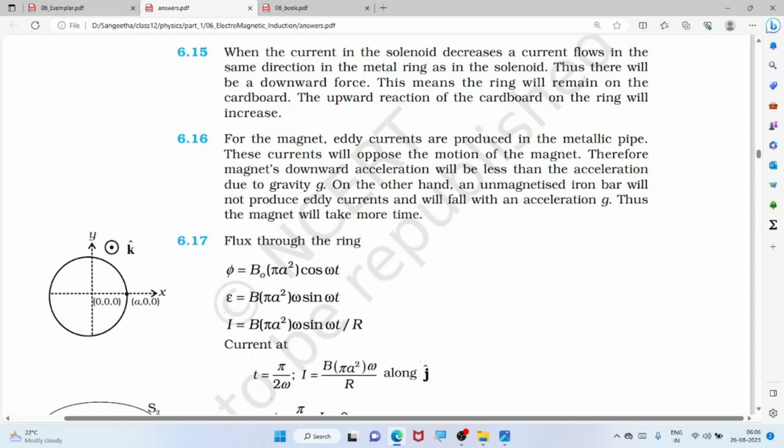An unmagnetized iron bar will not produce eddy currents; only the magnet produces eddy currents in the metallic pipe. The unmagnetized iron bar will fall with the same acceleration as gravity. Thus the magnet will take more time, due to the resistance of this eddy current.